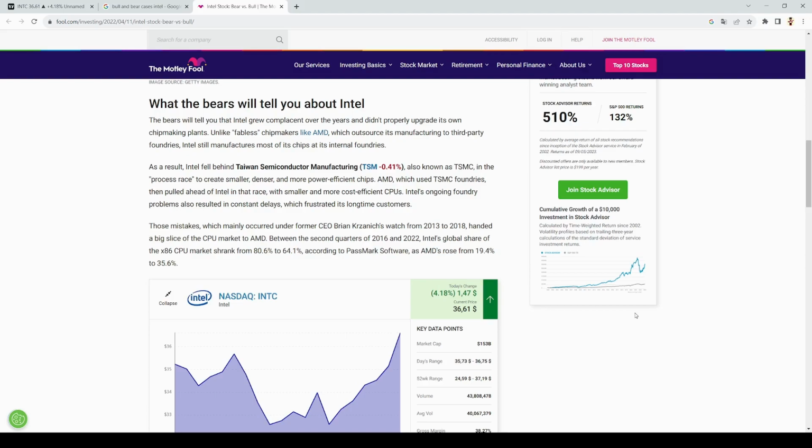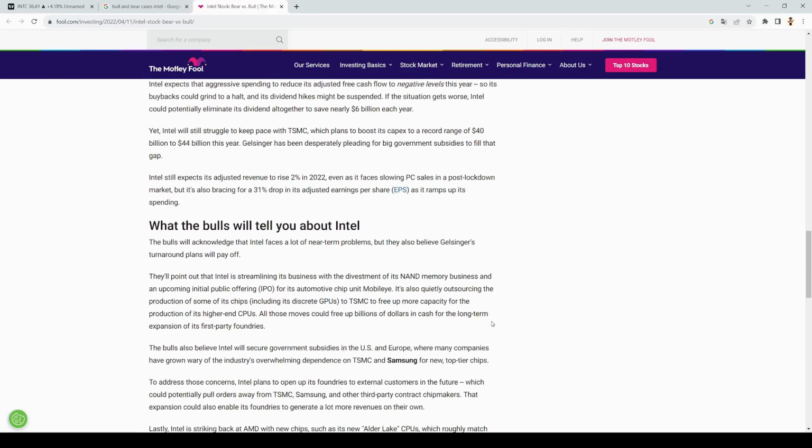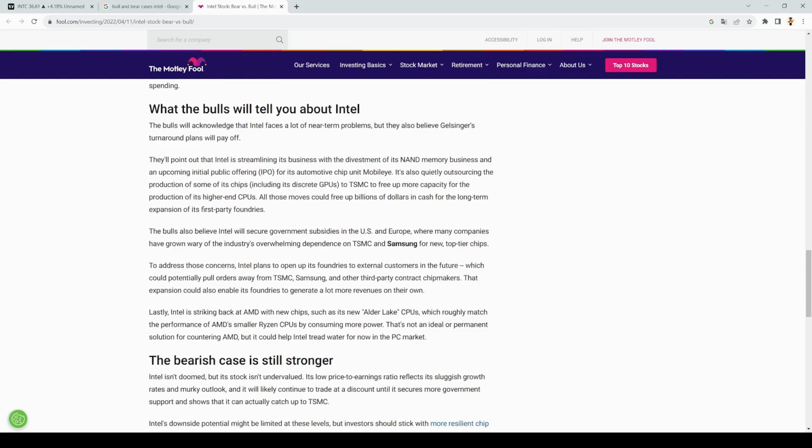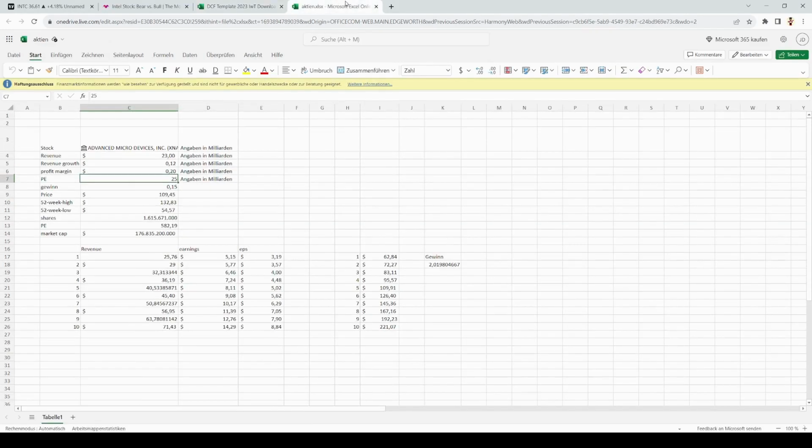But also some bull cases are that they want to expand their factories to external customers like Samsung or even AMD, who can order their own chips from Intel, and that they will maybe get some money from governments, but I don't really think that's a bull case. But it could be good for their business, so you should think about that. But now let's get to the numbers. First we will look at this model.